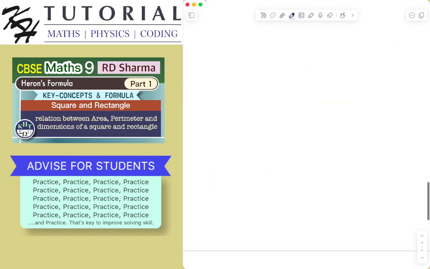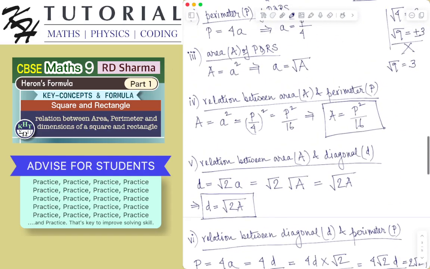I think that is all about the square and the rectangle, and how area and perimeter of a square and rectangle are related with their dimensions. I will not solve any problem in this video. First of all, I will discuss all the key concepts and formulas of all the remaining figures like triangles, parallelogram, trapezium, and then finally I will make 3 or 4 videos in problem solving.